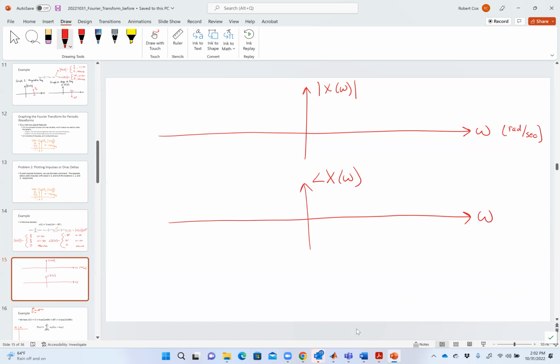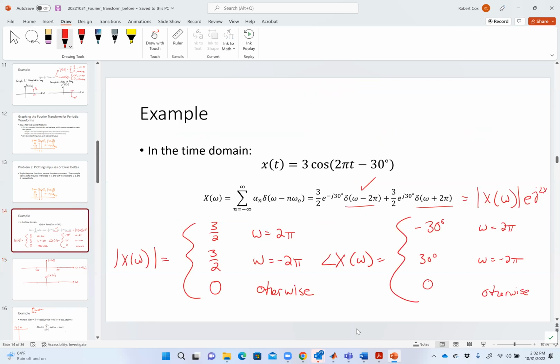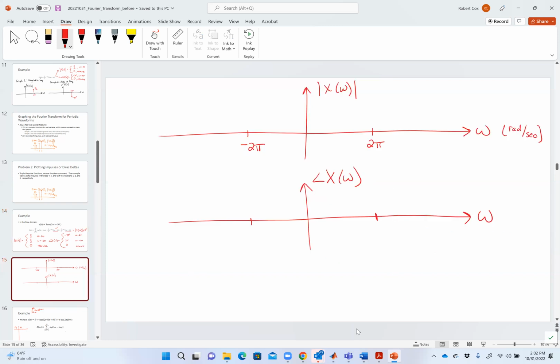The only places where there's anything going on are at 2 pi and negative 2 pi. So how do I represent that? On the magnitude side, I've got 2 impulses. Where are the 2 impulses? 2 pi and minus 2 pi. So I'd show one here, which has an area of 3/2, and I show one here, which has an area of 3/2, like that. Now, what do I do on the angle side?